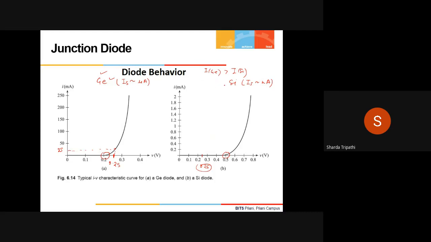So lower reverse saturation current is what we want, because if the reverse saturation current is high, first of all, it will lead to heating effects in the diode, and secondly, the recombination of the minority carriers actually hinders the flow of the majority carriers. So that's why having a high value of IS is not preferred. Therefore, most of the semiconductor devices are made up of silicon. Okay?